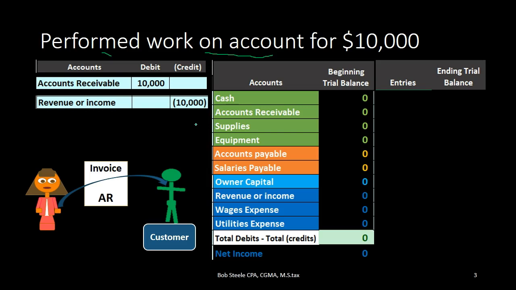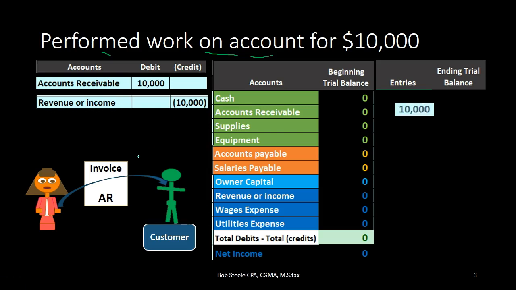Also note that according to the revenue recognition principle, we're recording revenue here when the work was done, although we have not yet received the cash. And typically this would be like an invoice transaction. The transaction would be recorded when invoicing the client, as is shown here.